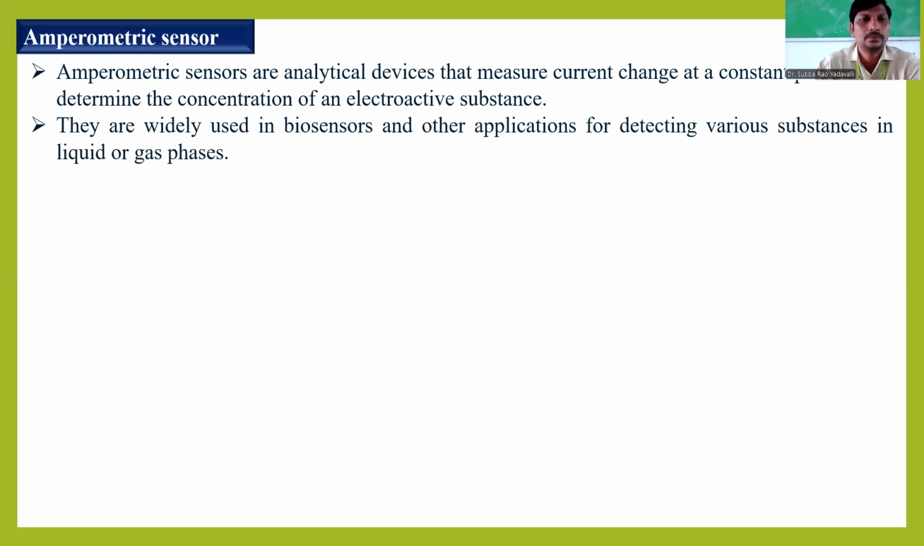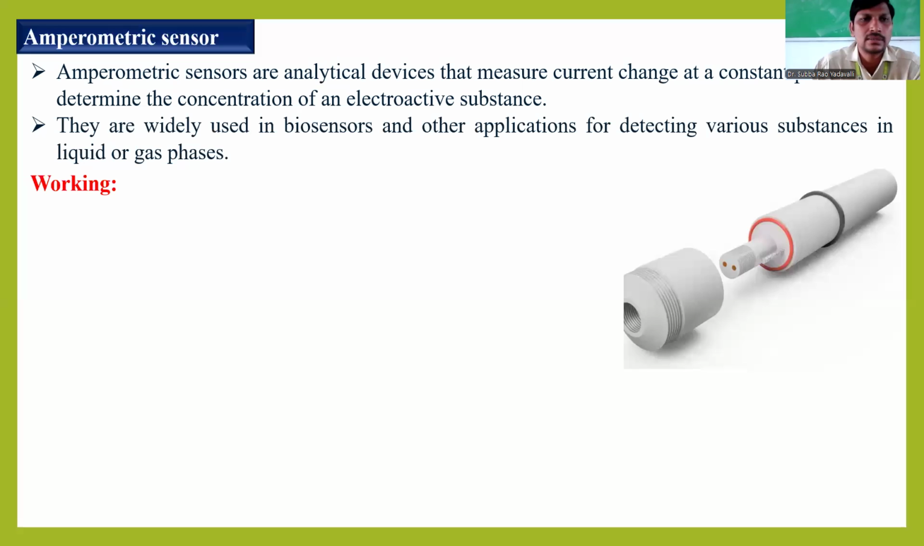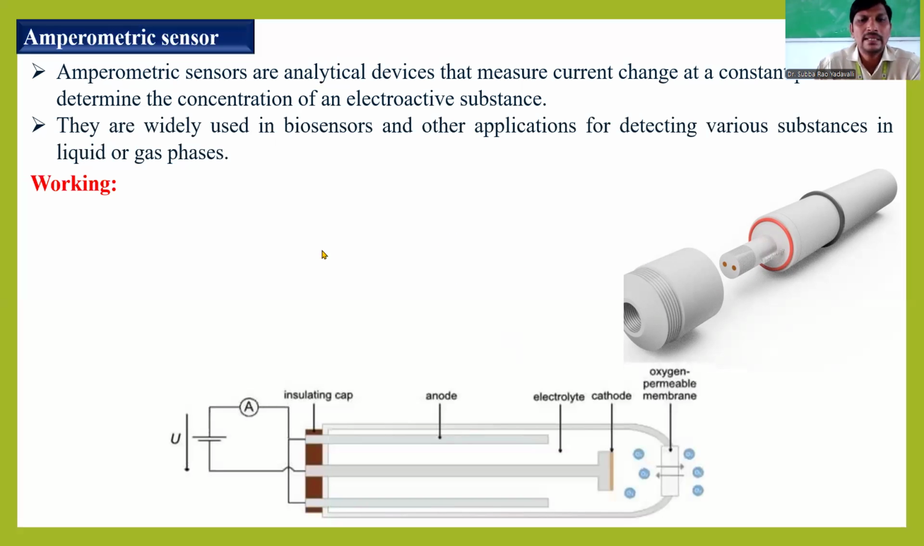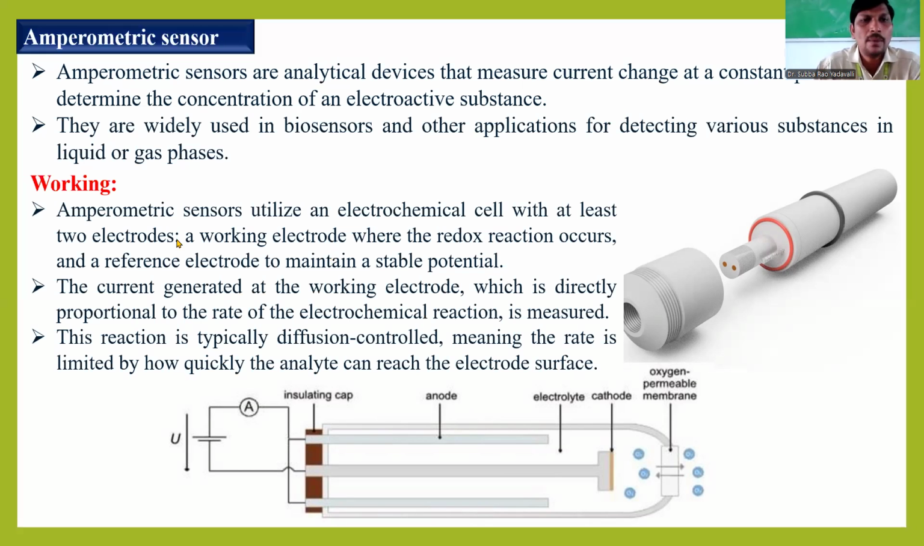Now coming to the working of amperometric sensors. This amperometric sensor has two electrodes. One is the working electrode and another one is the reference electrode. So the amperometric sensors utilize an electrochemical cell with at least two electrodes. One is a working electrode. At the working electrode, the redox reactions will take place. And the other electrode is the reference electrode.